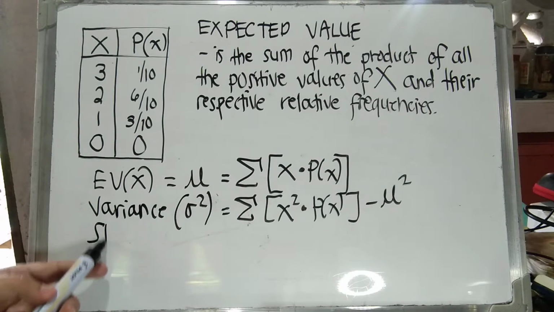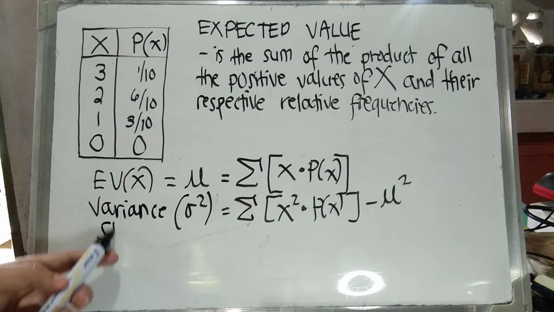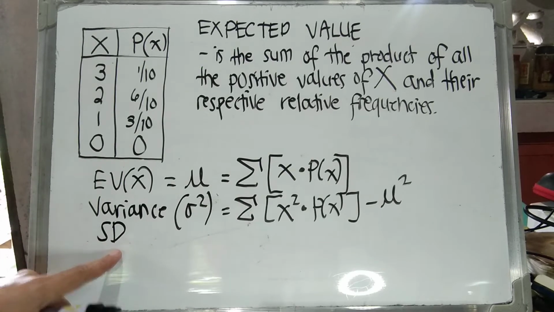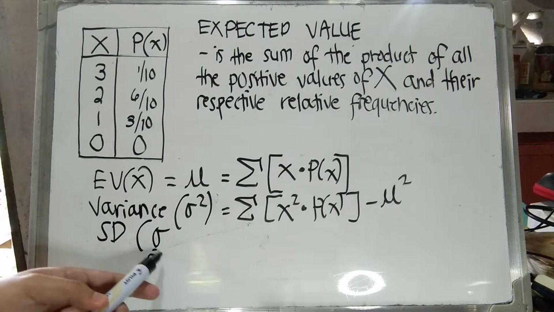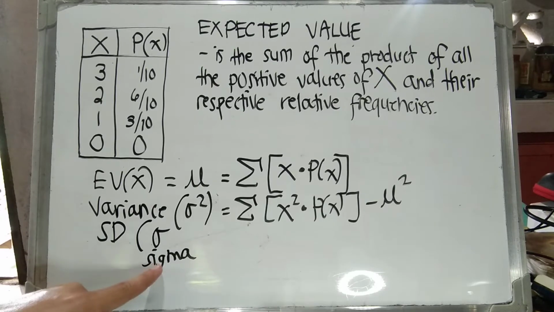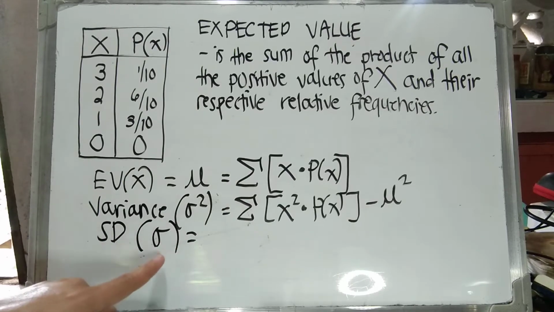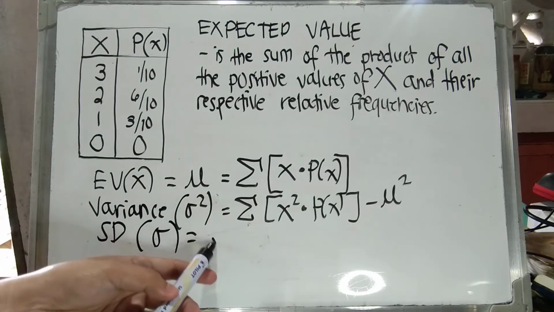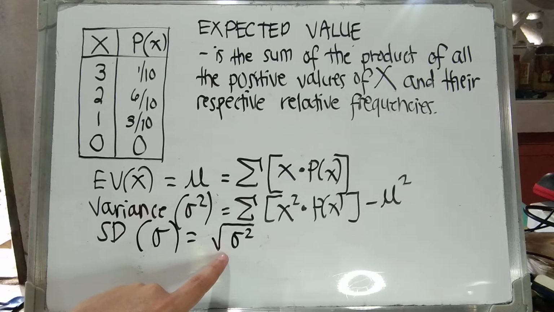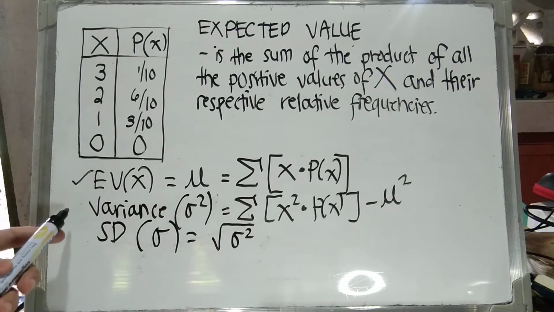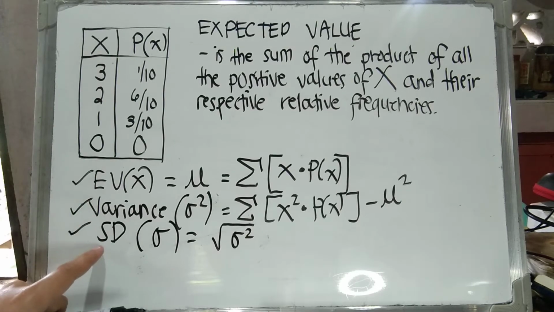And for the standard deviation, usually it will be denoted by SD as the acronym of standard deviation, and this has the symbol sigma. This is being read as sigma. It's a small Greek letter also. In finding our standard deviation, this is just the square root of the variance. So these are the formulas that we need in order to find our mean or the expected value, the variance, and the standard deviation.